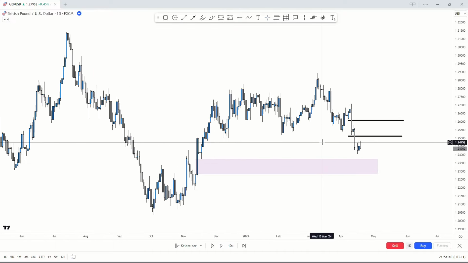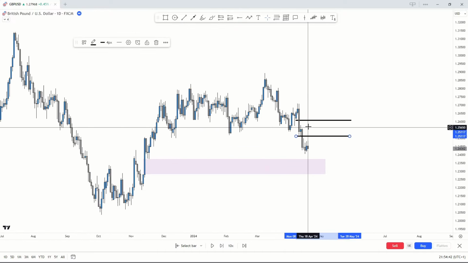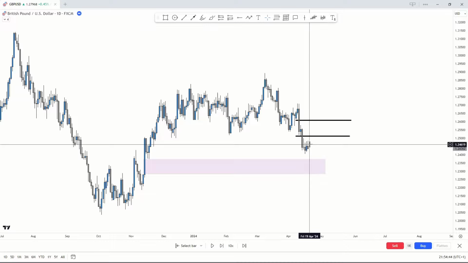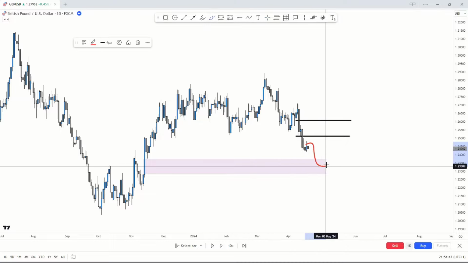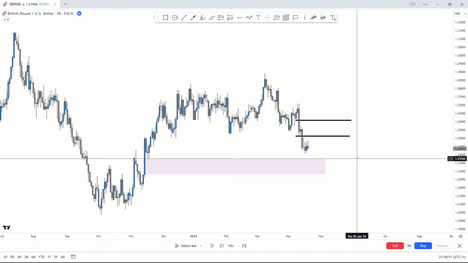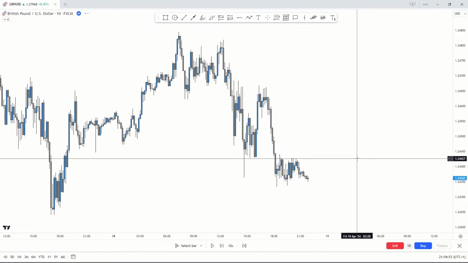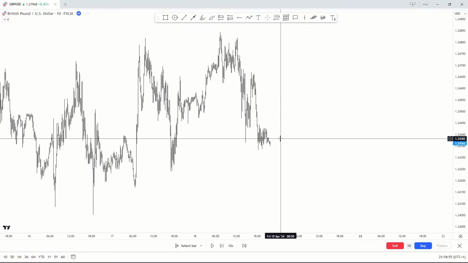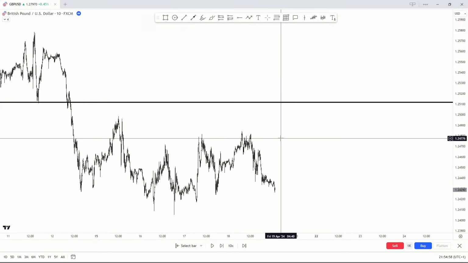Any other confluences are that we have market inefficiency here and here, and that price needs to dip into here and then come into there. So that is basically my basic level projection. Now I'm going to move on to the 10-minute time frame, and I'm going to wait for price to tap into that level.